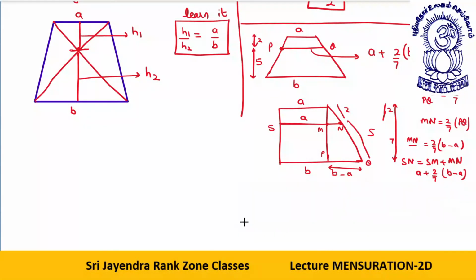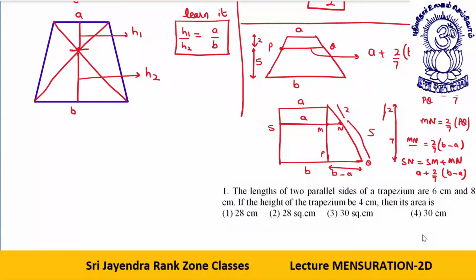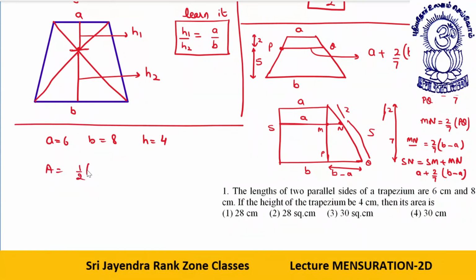The length of two parallel sides of a trapezium are 6 and 8. We have A is equal to 6, B is equal to 8. If the height of the trapezium is 4, then its area is half into A plus B into H. That is half into 6 plus 8 into 4. This is 14 into 2, or I can say 28 centimeter square. Mark it.